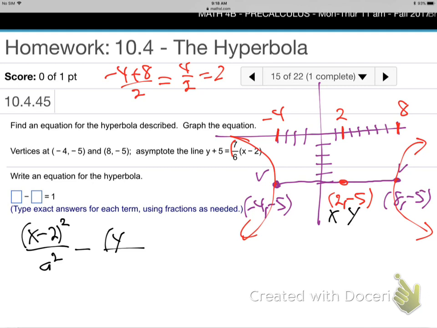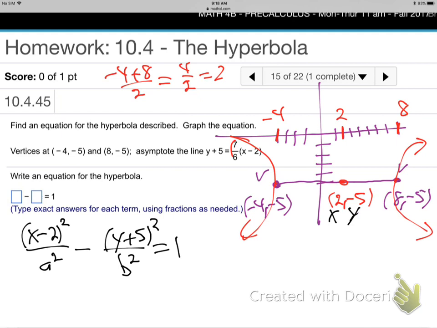Whenever you have subtraction, it matters who's first and second. If you have 2 things added, who cares? Order of adding never matters. But order of subtraction matters. So if the branches go right, left, X squared's in the front. If the branches go up, down, Y squared's in the front. So I'm putting X in the front. And this would be Y plus 5 squared, because, again, opposite of -5. We good so far?